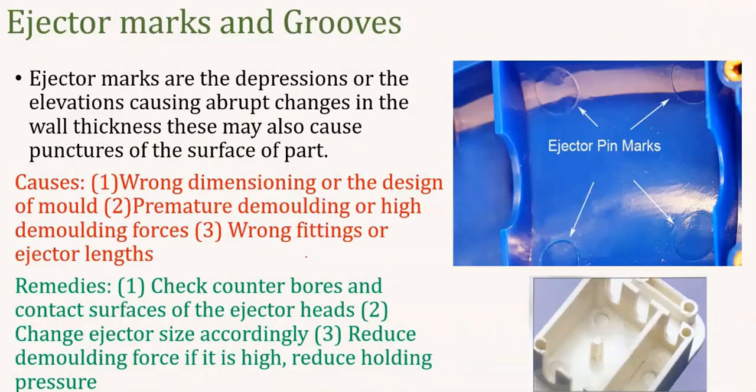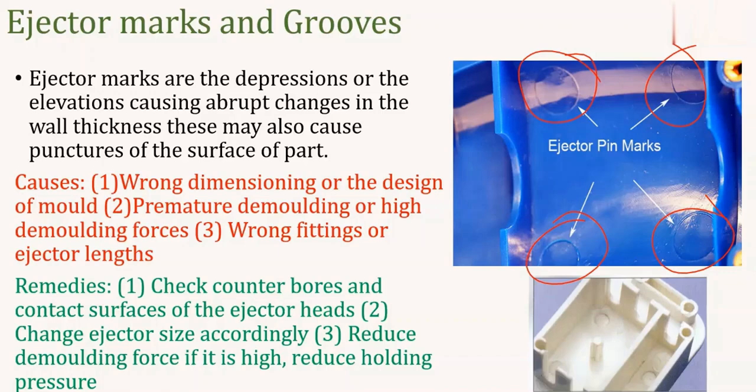So the next one is ejector marks and grooves. Ejector marks are the depressions or the elevations causing abrupt changes in the wall thickness. This may also cause punches on the surface of the part. You can see such kind of marks will happen. So this is nothing but the ejector marks or the grooves. So what are the major causes? Wrong dimensioning or designing of the mold, premature demolding or high demolding forces, or wrong fitting or ejector length, right?